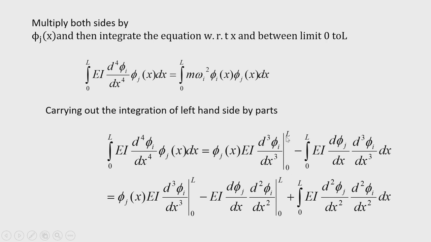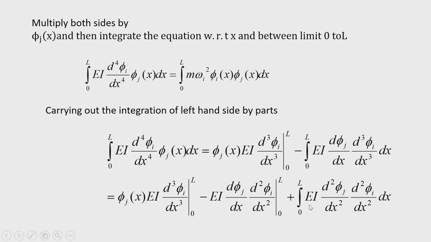And the boundary limits are substituted here. Minus the derivative of the first function, so d phi j by dx into d cube phi i by dx cube into dx. Okay. So again you see this is already obtained as boundary values, but here again we need to carry out integration because two functions are involved, and again we can use the integration by parts rule. Taking d cube phi i by dx cube as the first function, I have written it as it is, and integration of the second function is phi j of x, and boundary values are substituted.